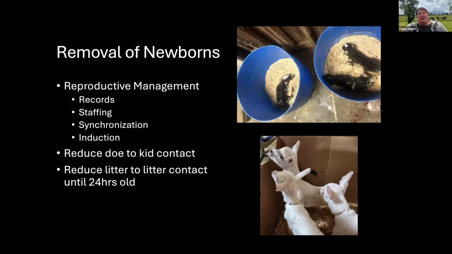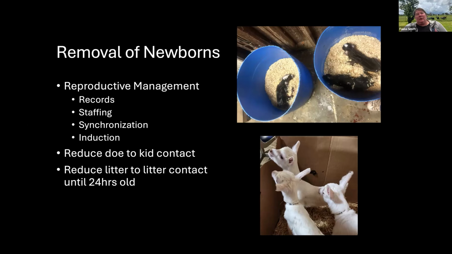And so I think one of the biggest things is reproductive management. In order to effectively control this disease, you need to have accurate reproductive records. You need to know when does are pregnant. You need to be able to think about how we manage removal of the newborn, to reduce contact to the kid. And that's actually secondary to reducing contact so they don't nurse. So the first thing you want them to do is not nurse. The second thing is to reduce just the contact with a positive doe.